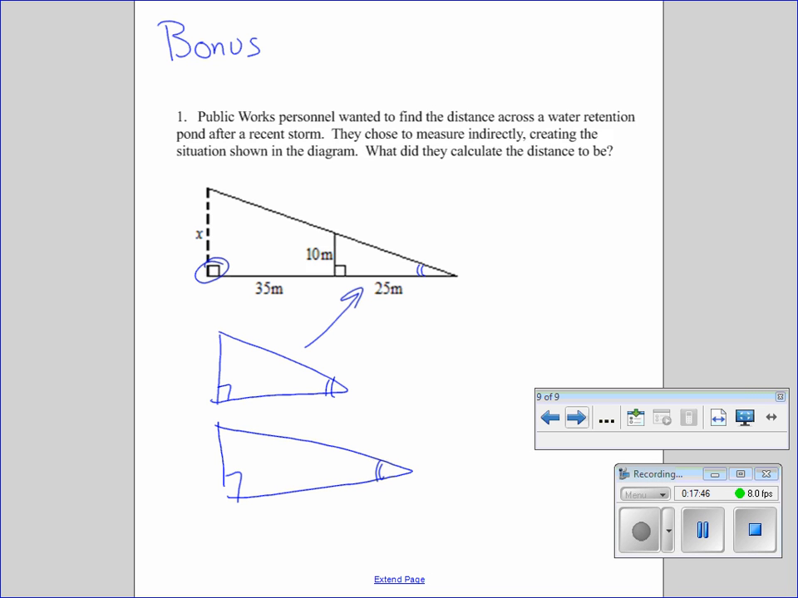Now it's your job to find out what x is. Good luck. And I'm sorry, make sure you put this on a separate piece of paper. This needs to be separate. We'll call this the bonus double triangle. Cool. See you next class.